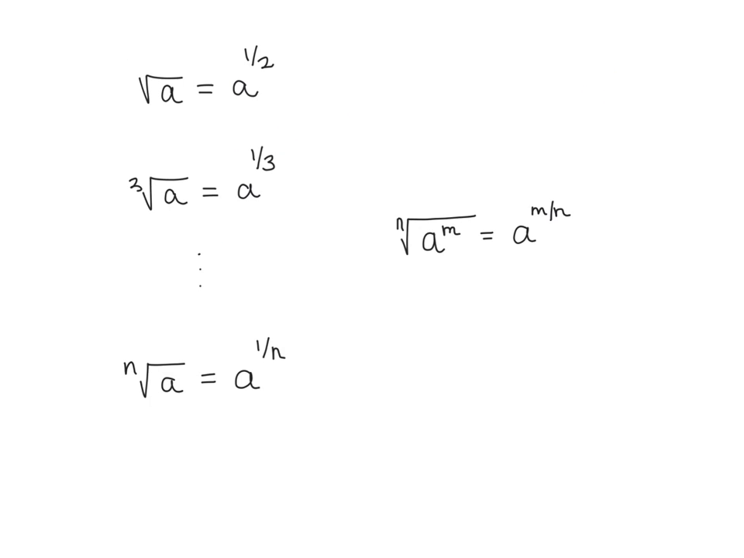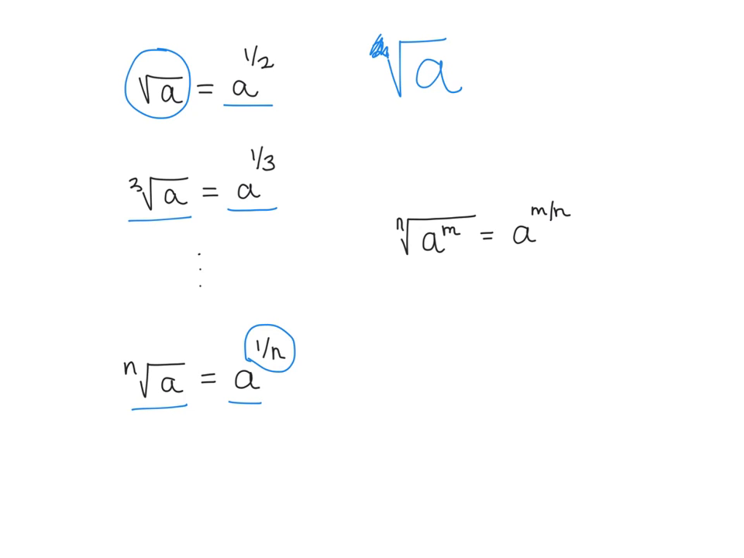Let's talk about rational exponents. When we have a square root of a, that's the same as a raised to the half power. For the square root of a, we assume there is a 2 in front, but there is an unspoken truth that without any number written, we assume that's a 2. So if you have a cube root of a, that's the same as a raised to the 1/3 power. So the nth root of a is the same as a raised to the 1/n.